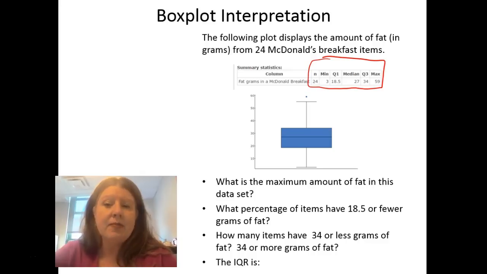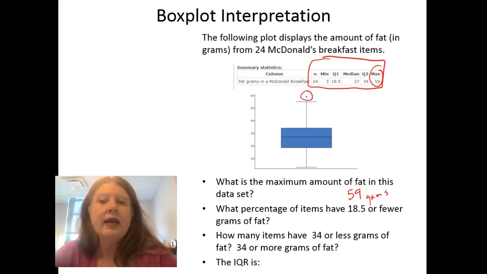What is the maximum amount of fat in this data set? So this is not a trick question. You have the maximum right here, 59 grams, and you see that maximum here. Part of the reason I asked this question is because I wanted you to know that even though the maximum is an outlier in this case, that is still our maximum. So we would still report that as the maximum.